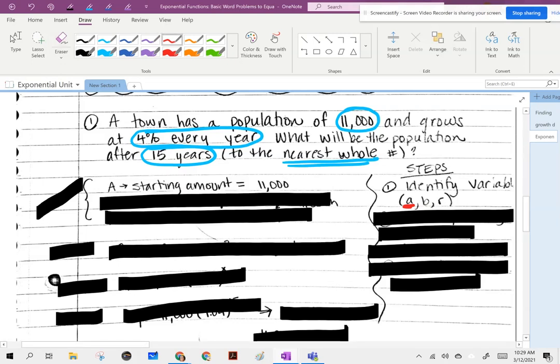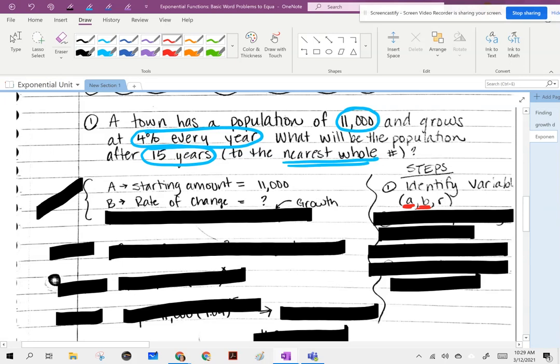So hopefully you guys can see that the starting amount in this context was 11,000. It says a town has a population of 11,000, and then it grows at 4% every year. So let's take a look at the B value. Now the B value is that rate of change. Well, in this case, I don't know what that is right now.